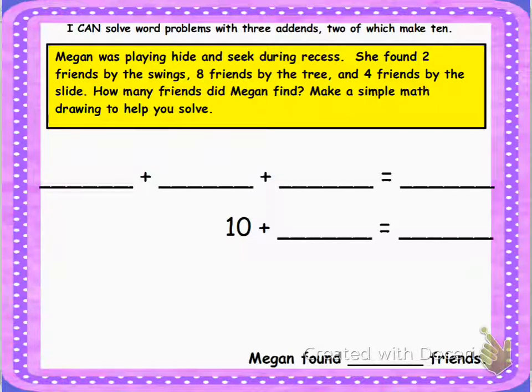I'm going to read it again. Megan was playing hide and seek during recess. She found 2 friends by the swing, 8 friends by the tree, and 4 friends by the slide. How many friends did Megan find? Make a simple math drawing to help you solve.